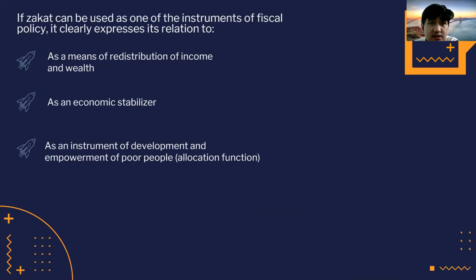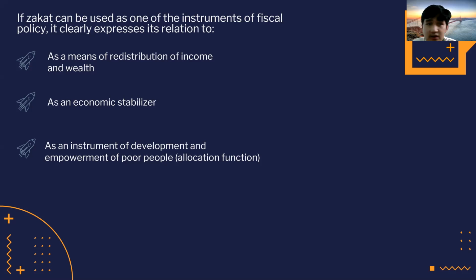If zakat can be used as one of the instruments of fiscal policy, it clearly expresses its relation to, first, a means of redistribution of income and wealth. The concept of zakat is almost the same as transfer payments in a conventional economy, although there are many fundamental differences, whether from a philosophical point of view, legal problems, and the distribution of utilization.